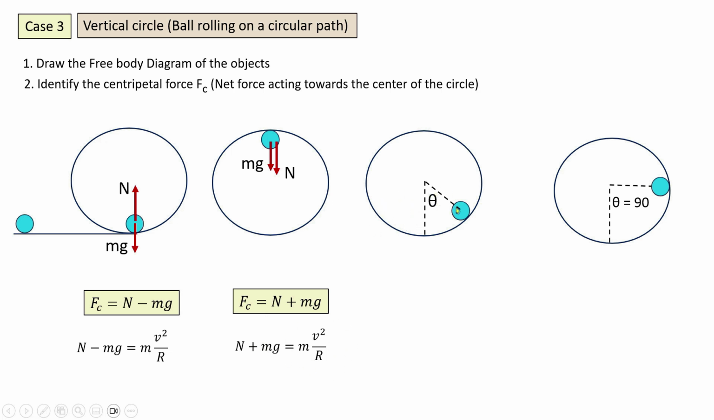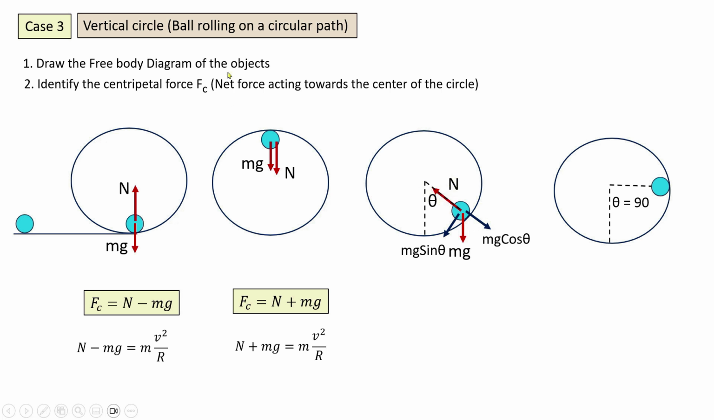In case number 3, where the ball is at a particular angle theta, step 1, drawing the free body diagram, mg will be acting downwards and the direction of normal reaction will be perpendicular to the contact surface, which means it has to go towards the center of the circle. So we need to find the net force towards the center. N is going towards the center, but mg is neither acting towards the center nor going away from the center. So like in the previous case, we will break the mg into two components, mg cos theta and mg sin theta.